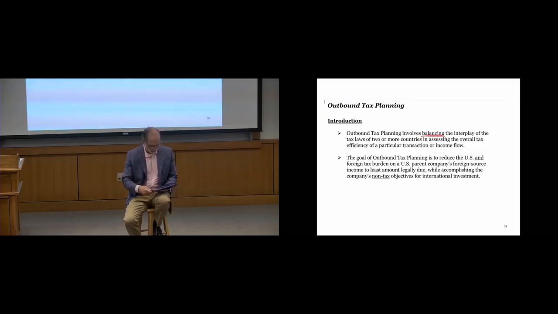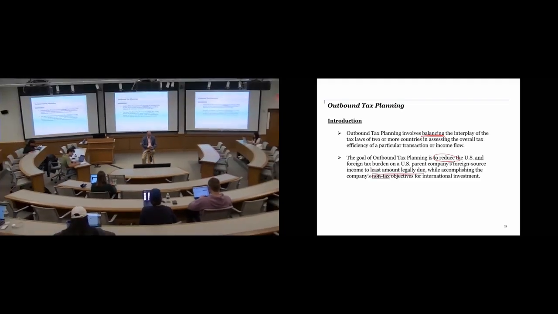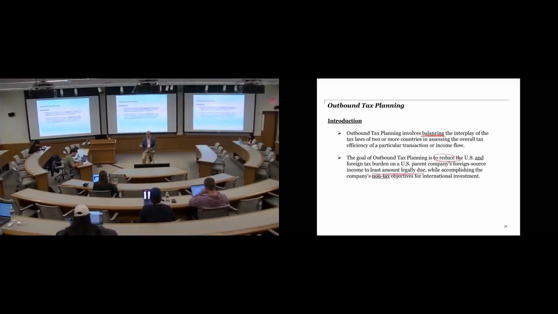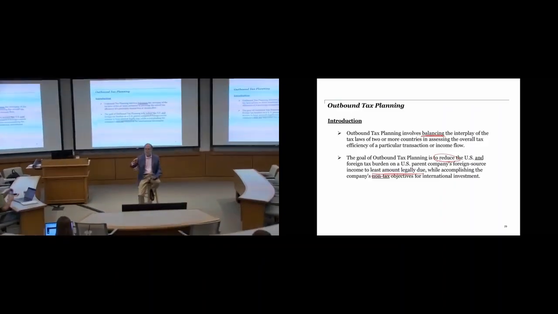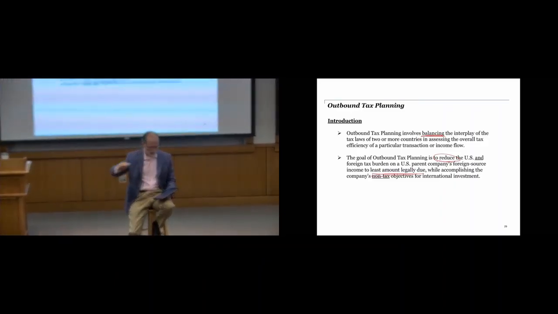So our goal is to reduce the U.S. and foreign tax burden on the U.S. parent company's foreign source income to the least amount legally due, right? We've never talked about anything where we're trying to skirt the law or do something that's illegal, but we're trying to pay the minimum that's required by the law while accomplishing the non-tax objectives of the company, right?